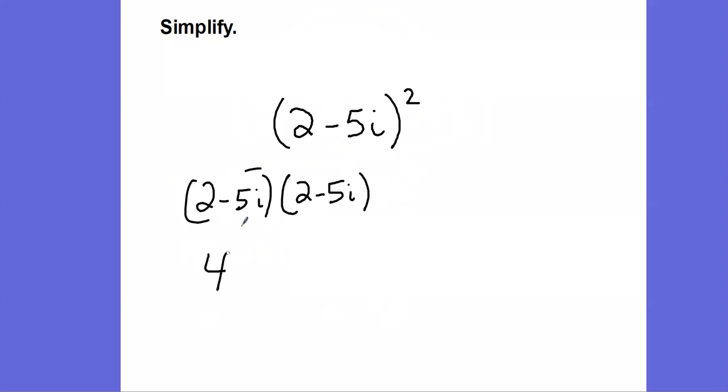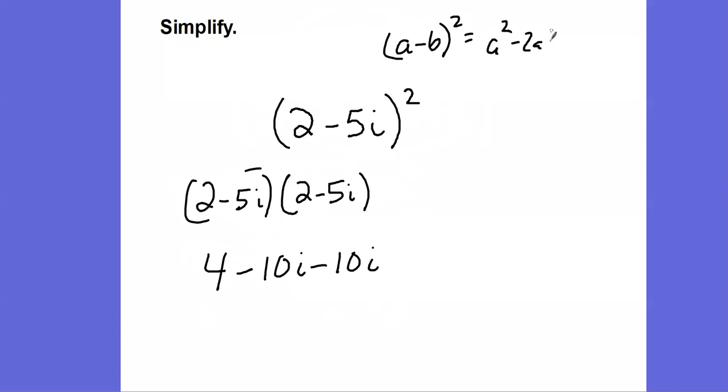2 times 2 is 4. 2 times negative 5i would be negative 10i. Negative 5i times 2, that's another negative 10i. And here, just to make you aware of what that pattern is, the quantity a minus b squared would be a squared minus 2ab plus b squared. So this negative 10i and negative 10i would be doubling that a times that b.